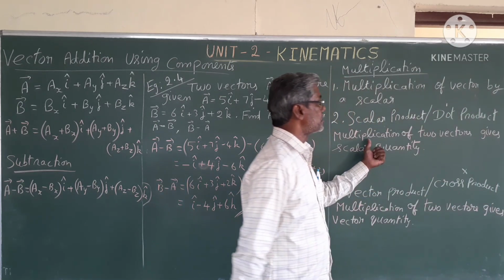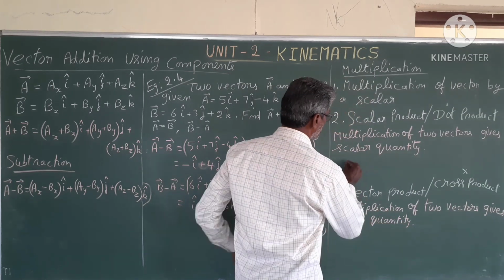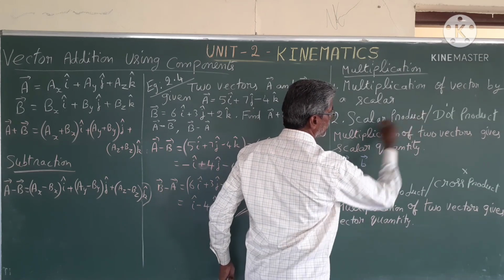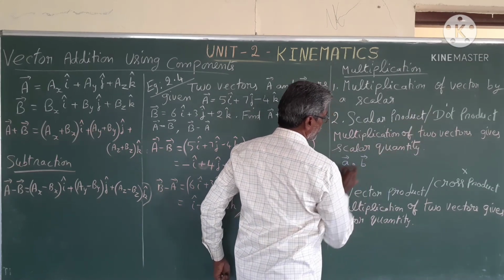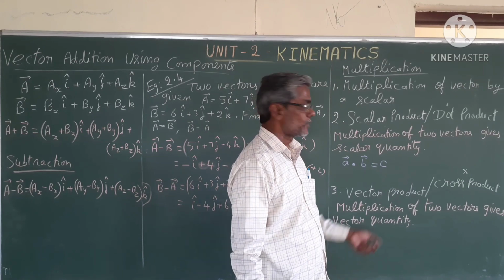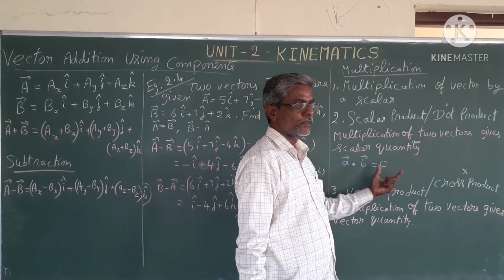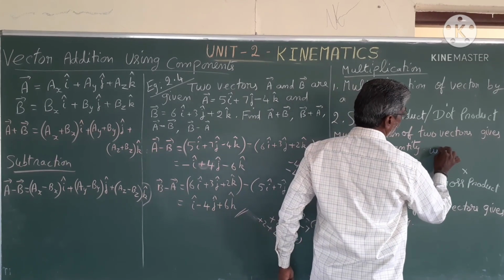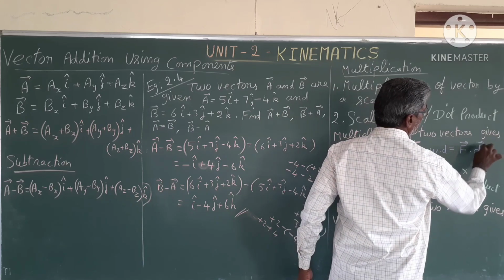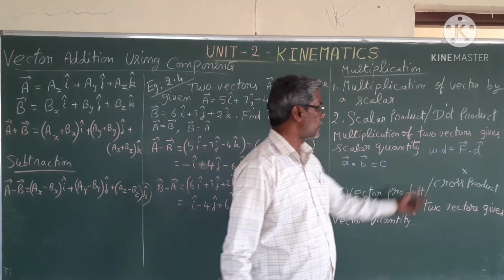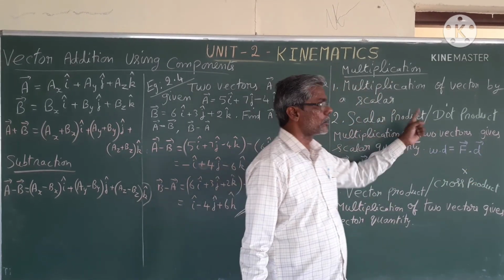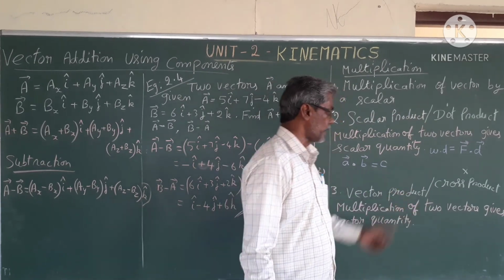See, scalar product means multiplication of two vectors. Let us consider a vector and b vector. Multiplication here for scalar product, dot symbol. So multiplication of two vectors will be equal to a scalar quantity. Here I should not use arrow mark because it is scalar. Example, work done. Work done is equal to what? Force into displacement. So work done is a scalar quantity and these two are vector quantities. This is scalar product.